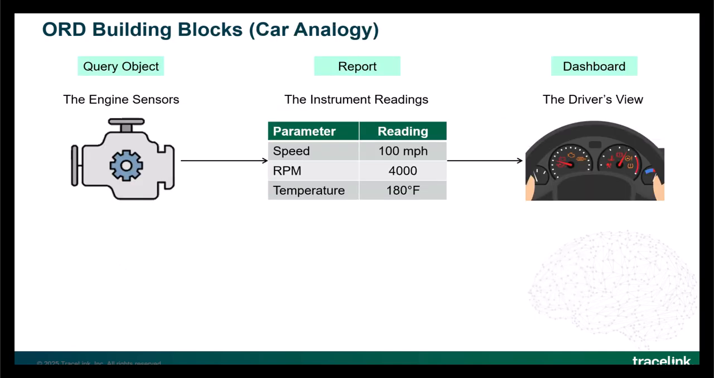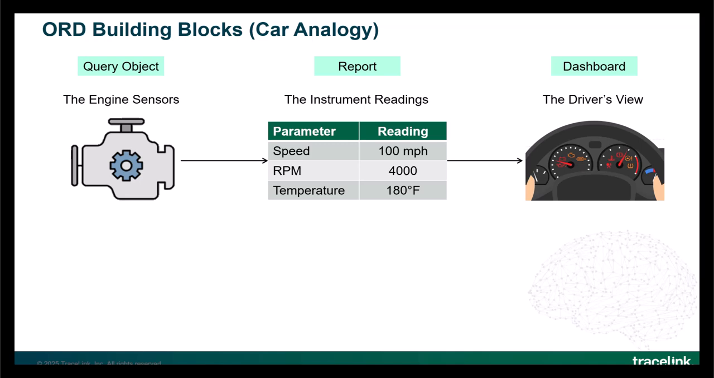We're now going to understand these slightly complex concepts with a car analogy. The query objects are like the engine sensors. Just like sensors in a car, which collect data about speed, fuel, and temperature, they are the foundation that captures what's happening under the hood.